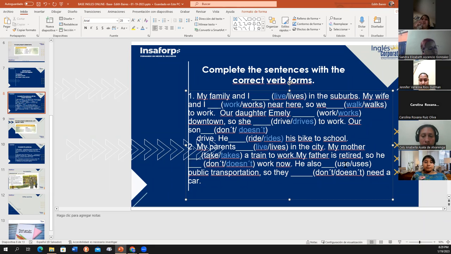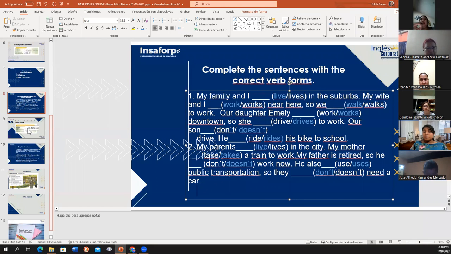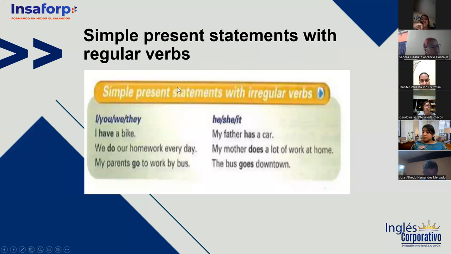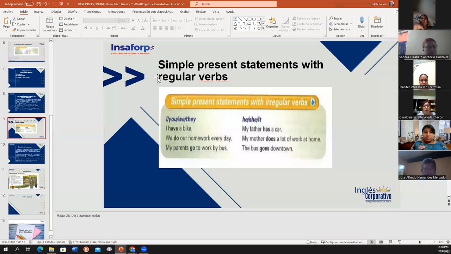He also uses, because we are speaking about he, right? He uses public transportation. Okay, so they don't need a car. Okay, good, very good. So very good exercise. Now, simple present statements with irregular verbs, okay? In this case, it is irregular verbs.